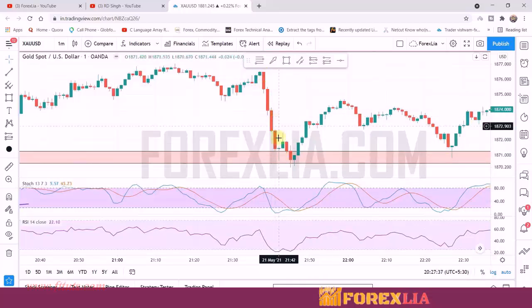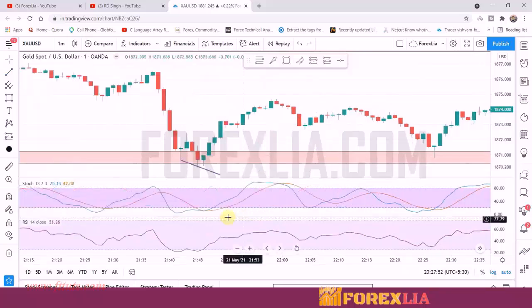And then here comes the entry of sellers, and took the market again to the same level. And this was the SNR level, and here was the support. So here the market came and went up again and then again made a new low. So here's a new lower low.